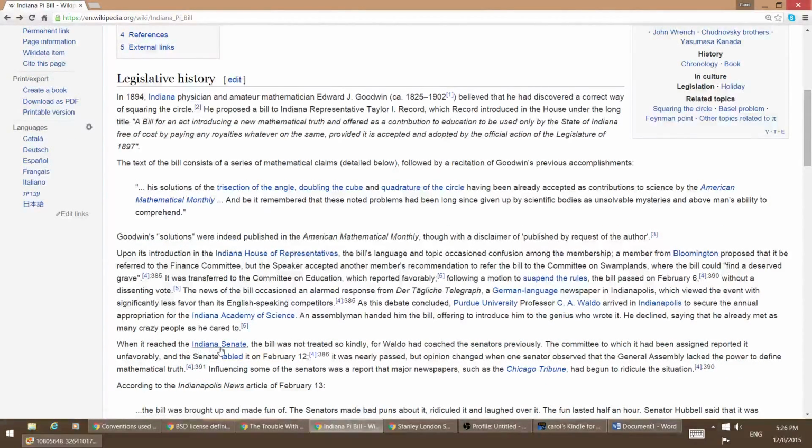When it reached the Indiana Senate, the bill was not treated so kindly, for Waldo had coached the senators previously. The committee to which it had been assigned reported it unfavorably, and the Senate tabled it on February the 12th.